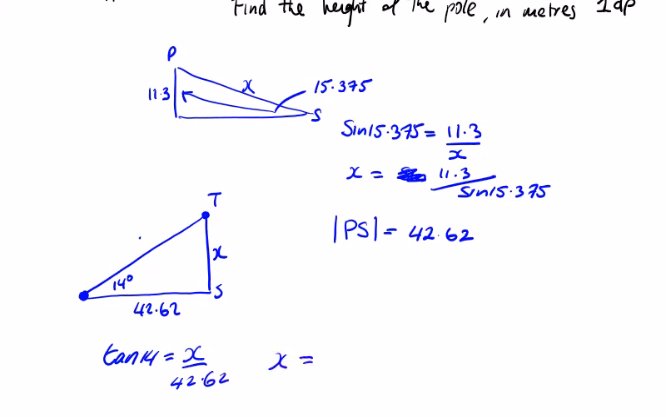So the height of the pole is 42.62 by the tan of 14. And 42.62 by the tan of 14 is equal to 10.62. Well, it's one decimal place, so that's all we need. 10.6 meters is the height of the pole.